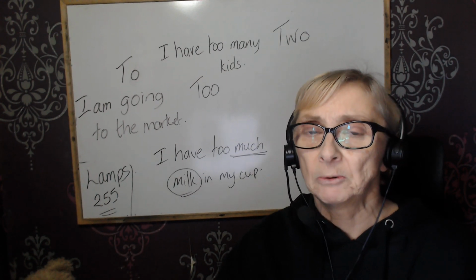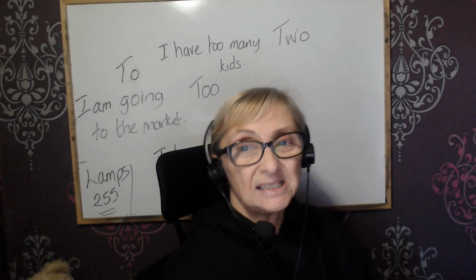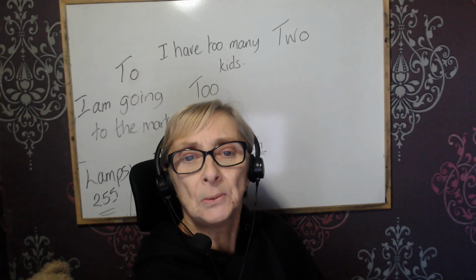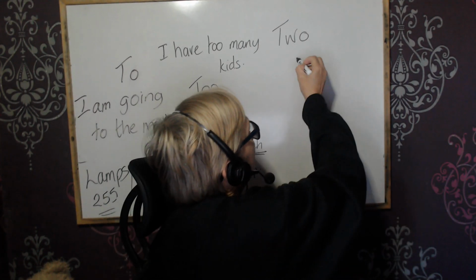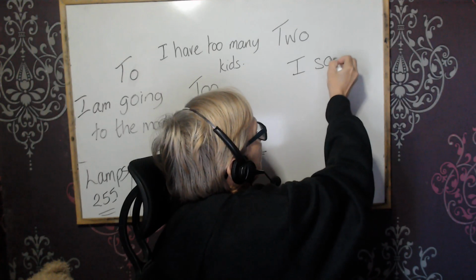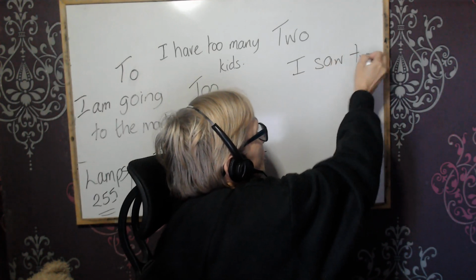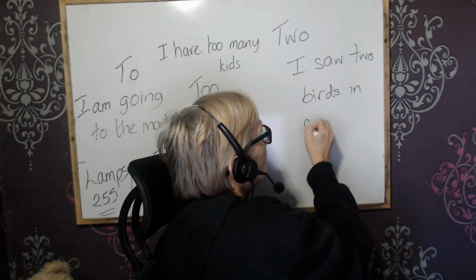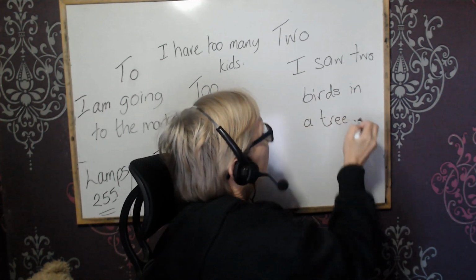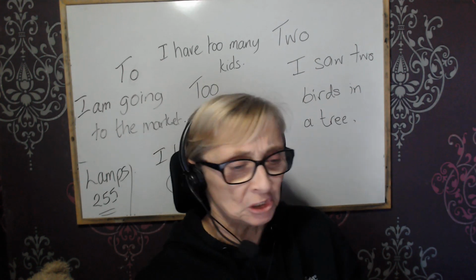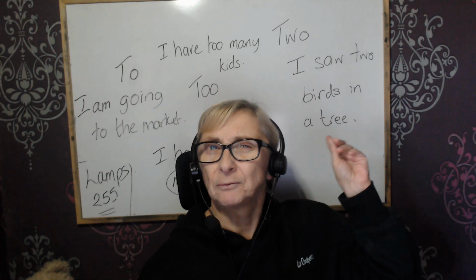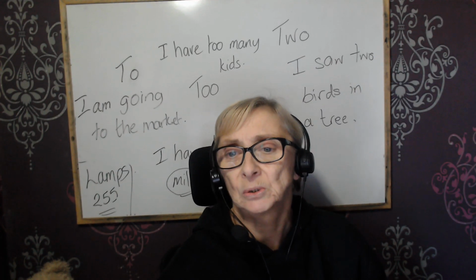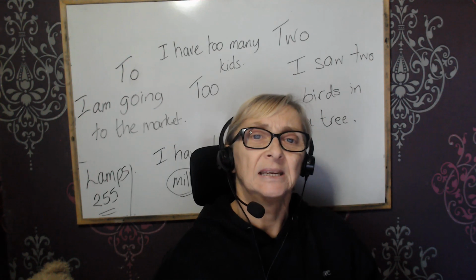The next homophone we're going to look at is this one, two. Two is the number. So I saw two birds in a tree. I think that one's the easiest one. It's just a spelling of that one. So that two means a number. I saw two birds in the tree.